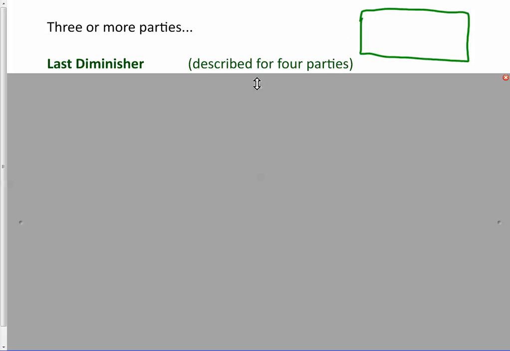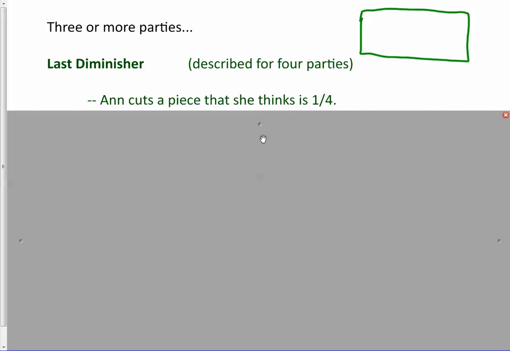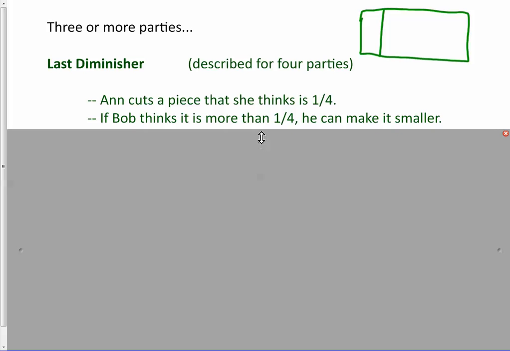So we have our cake. And Anne, Bob, Carla, and Dave are going to be our 4 parties, our 4 people. So Anne cuts a piece that she thinks is 1/4. She goes along and cuts a piece that she believes is 1/4 in her opinion. Now, Bob can either leave that as it is if he thinks it's 1/4 or even less. If he thinks it's more than 1/4, he can make it smaller.